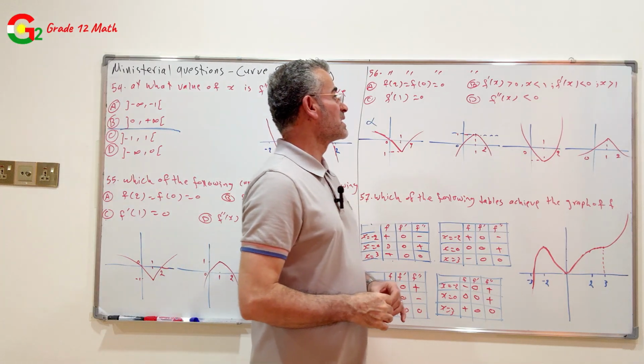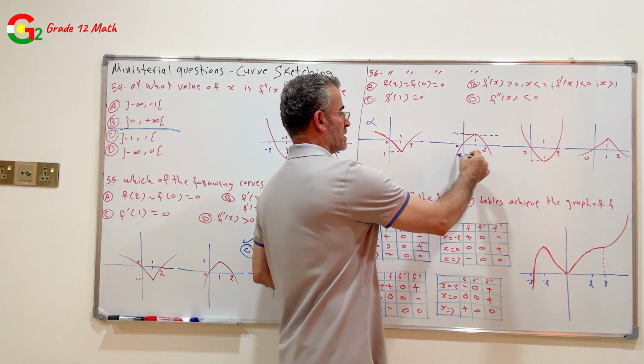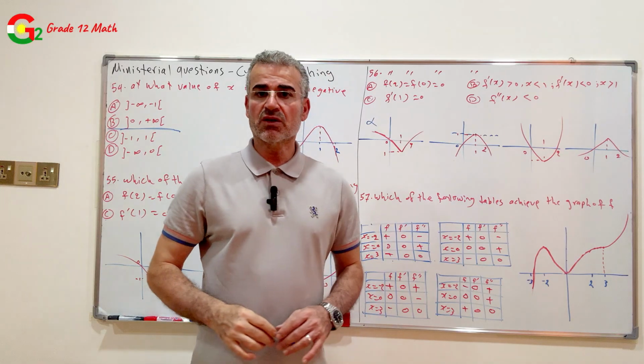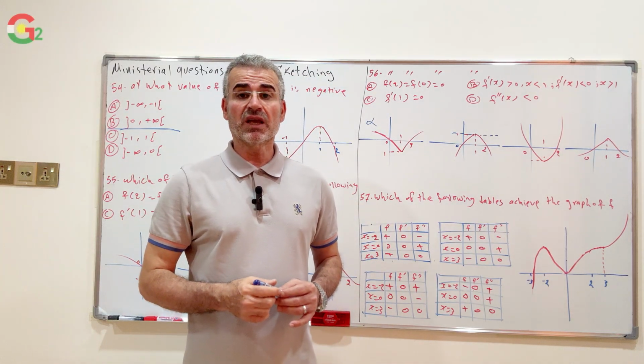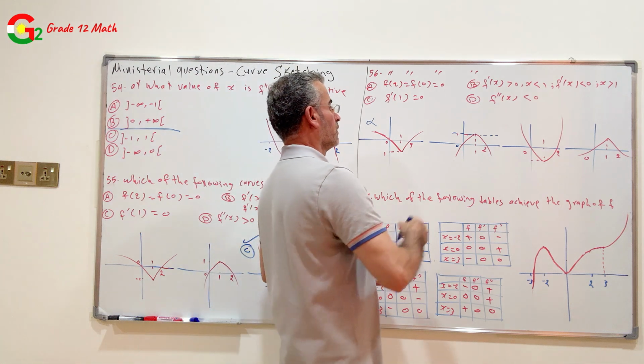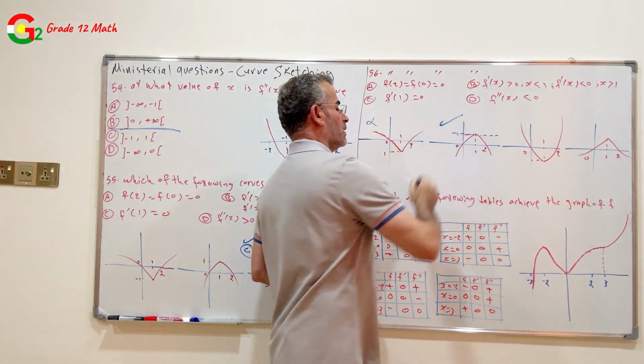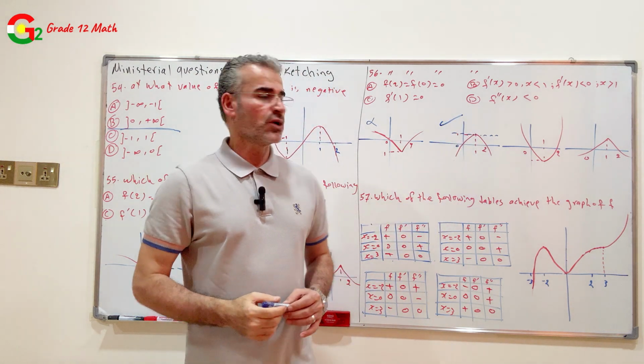F double prime of x less than 0, since the graph of the function is convex, therefore the second derivative is negative everywhere. Therefore, B is the right choice.